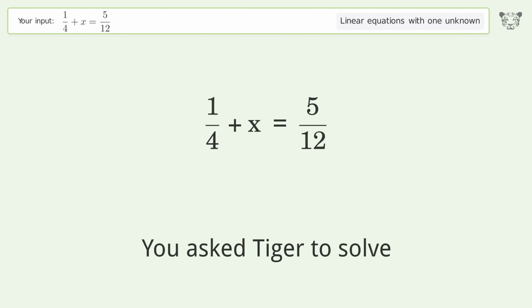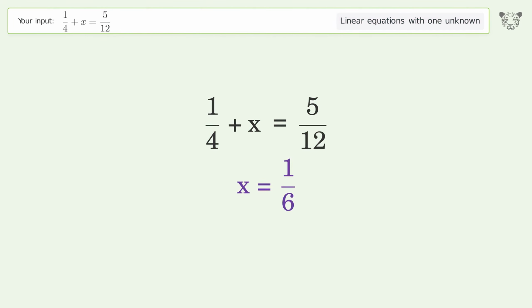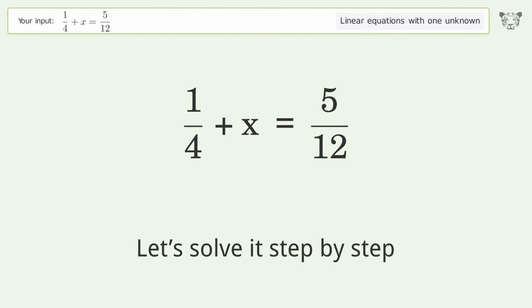You ask Tiger to solve. This deals with linear equations with one unknown. The final result is x equals 1/6. Let's solve it step by step.